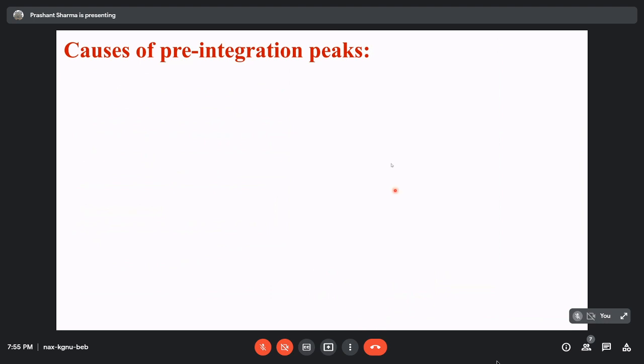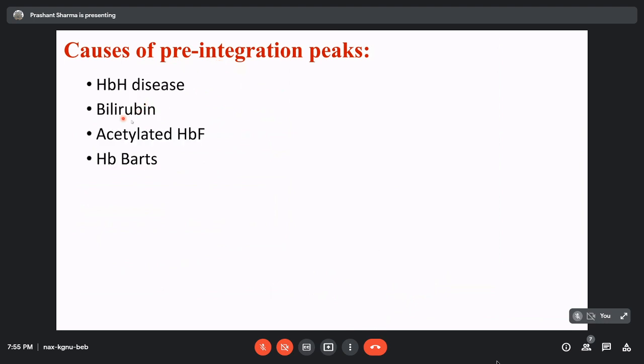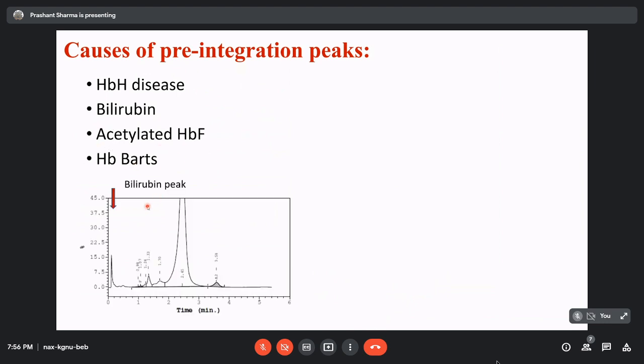So that clinches it. On HPLC, hemoglobin H came as two pre-integration peaks, but there are other causes of pre-integration peaks as well. They could be bilirubin, acetylated hemoglobin F, and hemoglobin Bart's. So in this HPLC, we can see what bilirubin looks like. It's a very sharp early pre-integration peak.